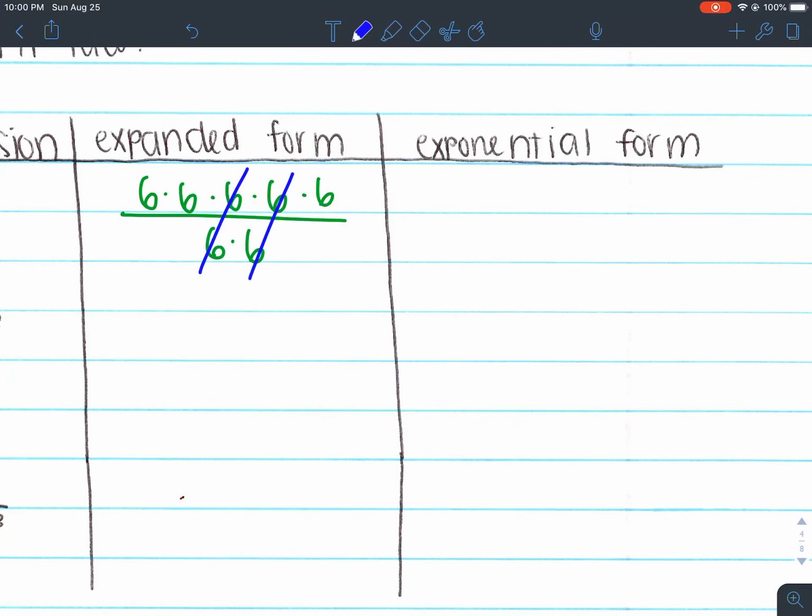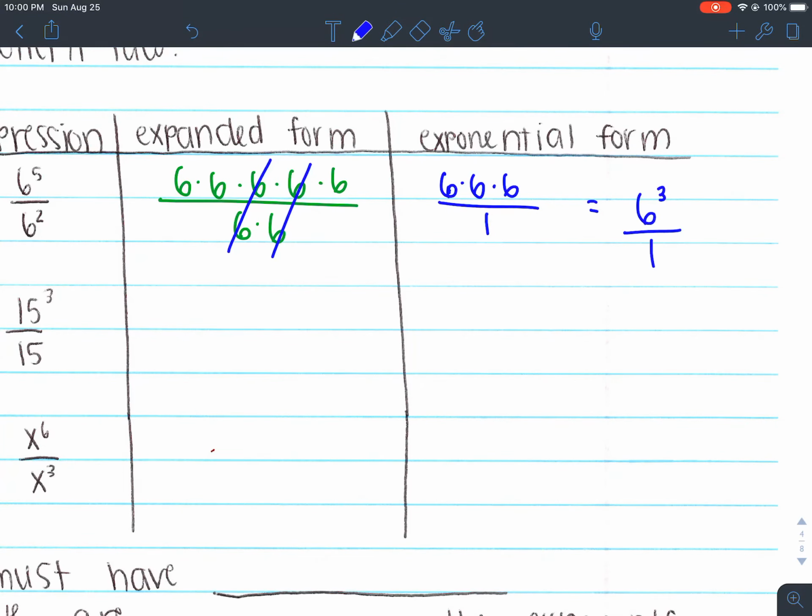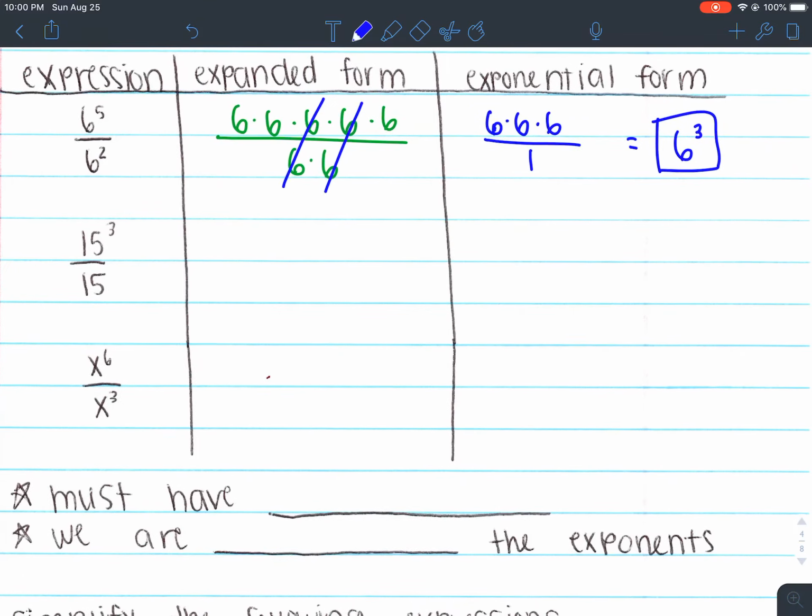So what does that leave me with? That leaves me with 6 times itself 3 times in the numerator, and then 1 in the denominator. And this is also known as 6 cubed, because I have 6 times itself 3 times. Yes, it's technically over 1, but it's just like how we don't always write over 1 over everything. So that's the shortcut of writing it.